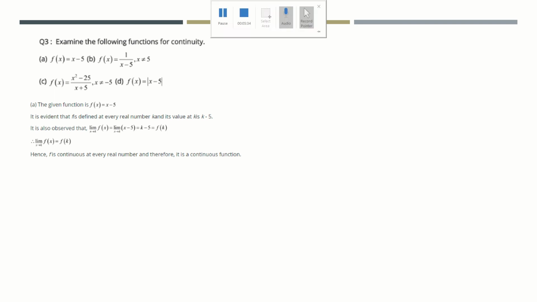See here, the given function is f of x is equal to x minus 5. It is evident that f is defined at every real number. So I am taking a point, a constant real number k, and its value at k is k minus 5. So limit x tends to k, f of x is equal to limit x tends to k of x minus 5. It will be k minus 5, and at the point k also it is k minus 5. So limit x tends to k, f of x is equal to f of k.